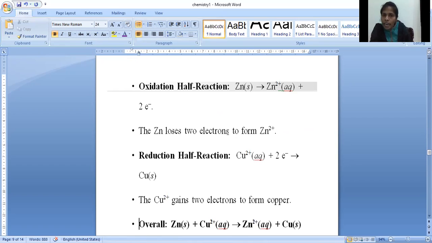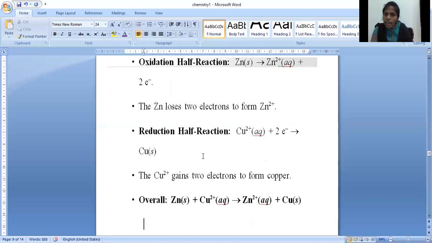Now let us add the oxidation reaction and the reduction reaction. Just as by adding 1 plus 2 you get 3, and by adding 2 plus 2 you get 4, in the same way, by adding the oxidation and reduction reactions, you will get the overall cell reaction.